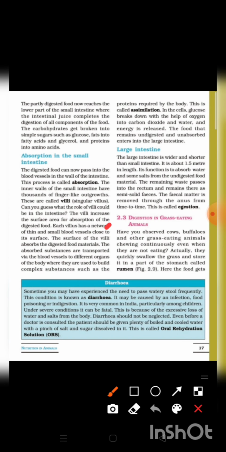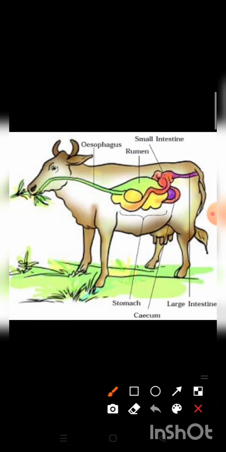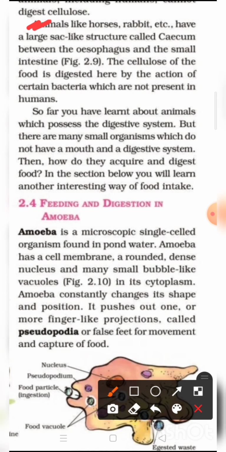Next we come to digestion in grass-eating animals. The grass is rich in cellulose. In ruminants like cattle and deer, bacteria present in the rumen help in digestion of cellulose. Again, animals like horses, rabbits, etc. have a large sac-like structure called the cecum between the esophagus and the small intestine. The cellulose of the food is digested here by the action of certain bacteria which are not present in humans.